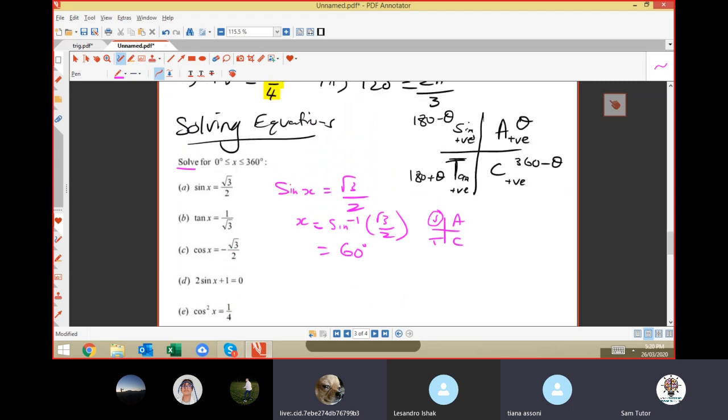But right now, this is still positive. The original case is positive. So it's in here and here. The first answer you get is theta. That's for A, that's perfect, 60 degrees. The next answer is meant to be in sine, which is 180 minus 60. 120 degrees.